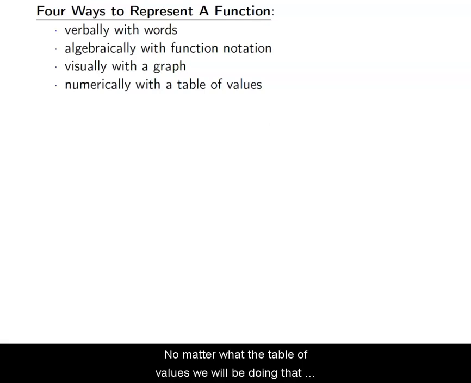Numerically with the table of values, we will be doing that quite a bit as well, but not as much as the other 2. So algebraically is definitely number 1. Visually is a close second. Numerically with the table of values, we do that when we're trying to really kind of tiptoe through a topic before we get to the algebraic method of what it is that we're going to do. So we do see quite a bit of tables, but again, these middle 2 are the top that we're going to see a lot.